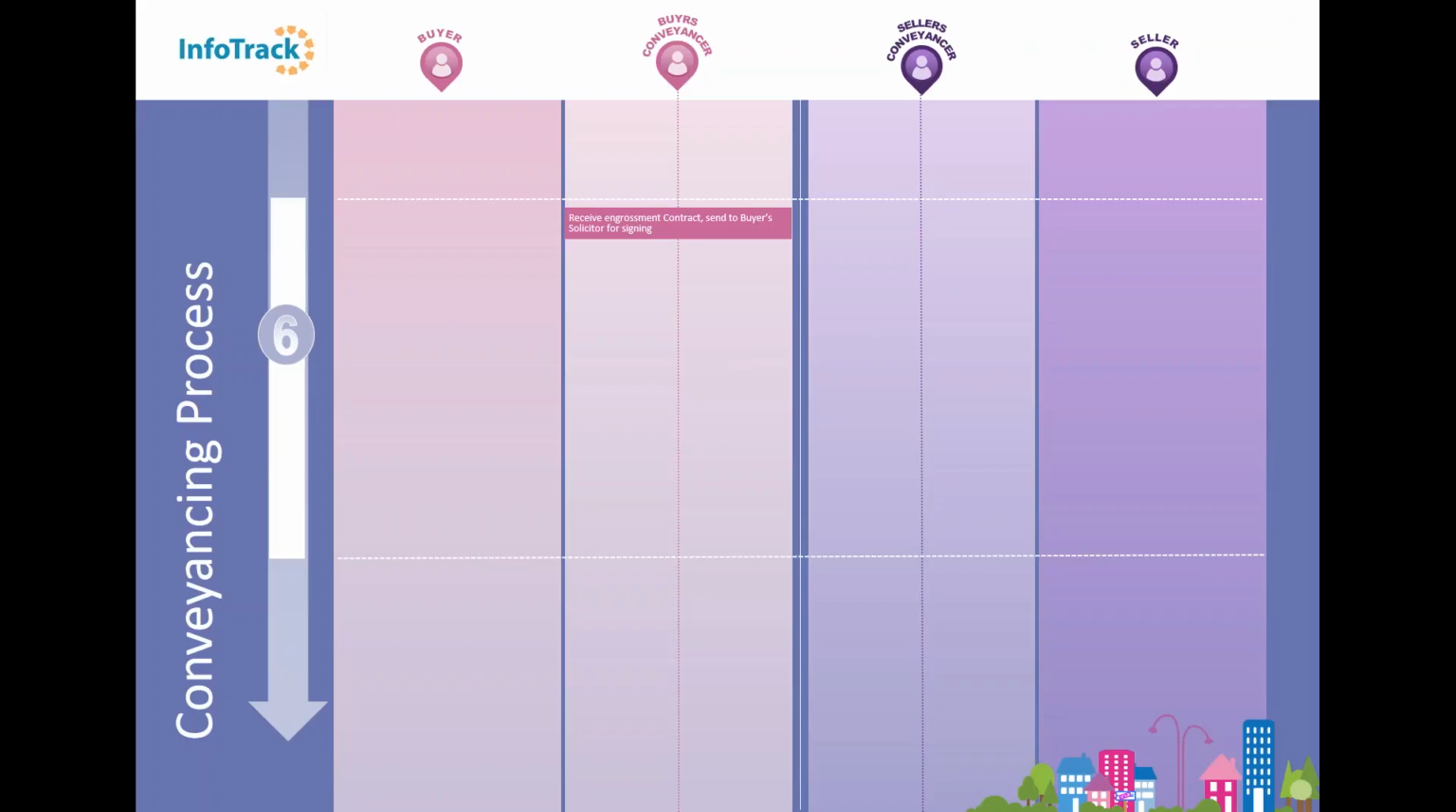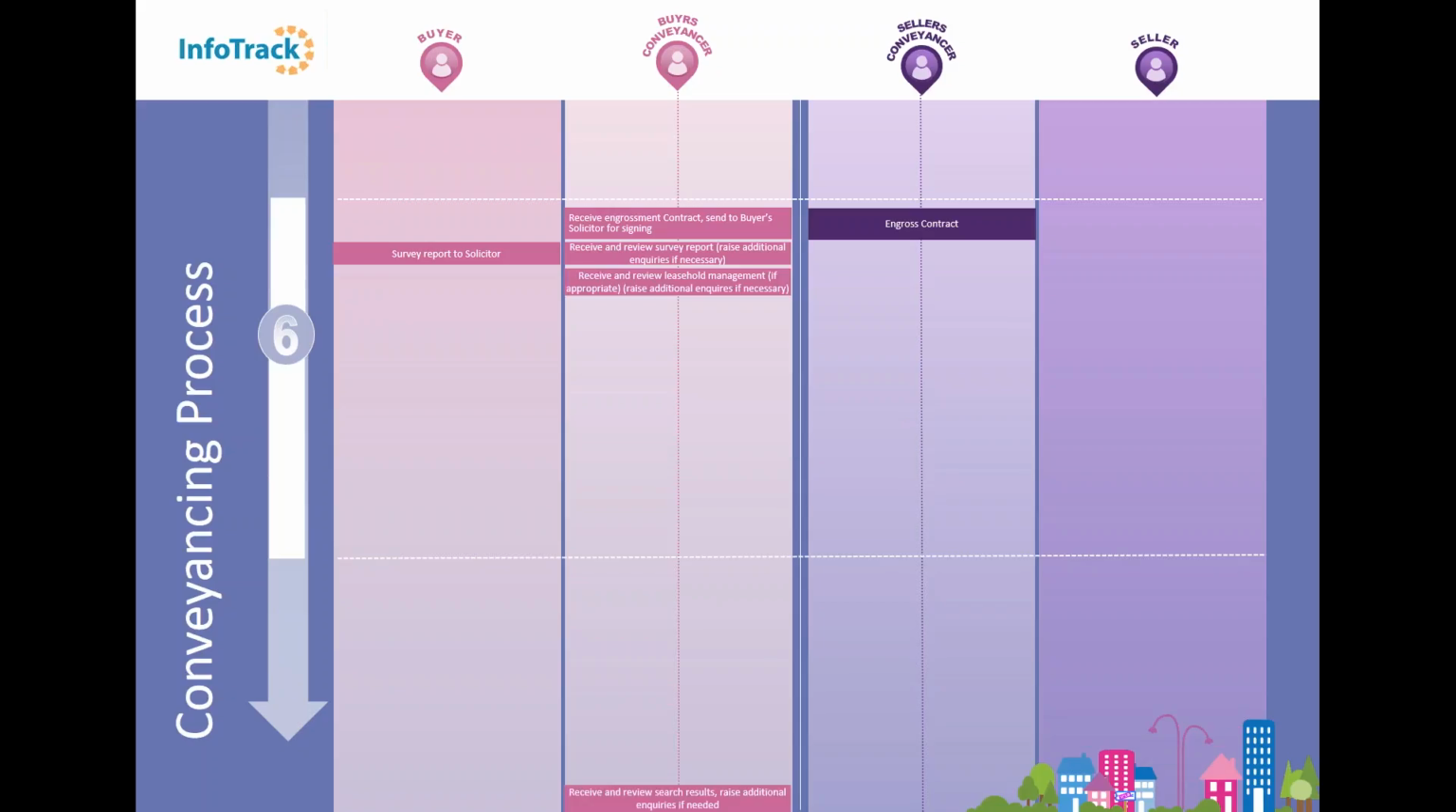Now this is quite busy, and basically there's quite a lot of going backwards and forwards between the buying conveyancer and the selling conveyancer on the contract. You'd also get the survey back at this time, and the buyer's conveyancer would look at that and maybe raise any additional inquiries. They may also look at the leasehold and the management information if it is a leasehold property. They'd look at the search results that have come back and again raise any additional inquiries on that if anything's shown on the search results.